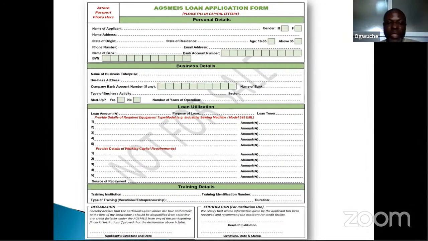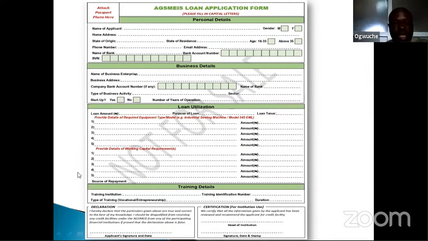And then the working capital, of course, that one is in the area of salaries, broilers, layers, and utilities and feeds. Okay, with the amount also against them. So that is how you complete those two sections.